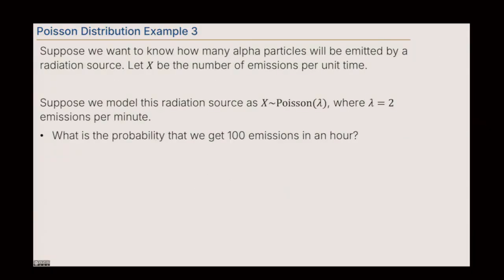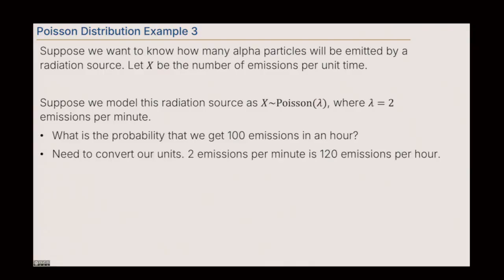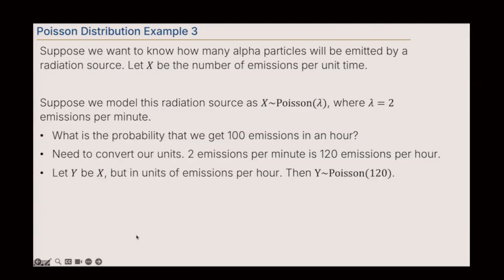And lastly, I have this other funny argument, which is about if the units don't match. I don't know if this is worth our time, but I decided to do it anyway. Suppose we model this as a Poisson random variable where lambda equals 2 emissions per minute, but we want to know the probability we get 100 emissions in an hour. How do I square that? Well, just convert our units. 2 emissions per minute is 120 emissions per hour.